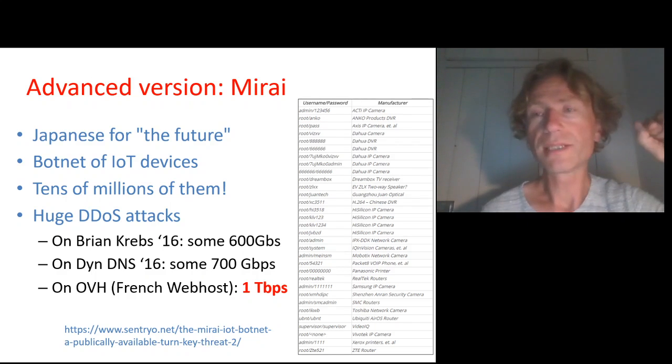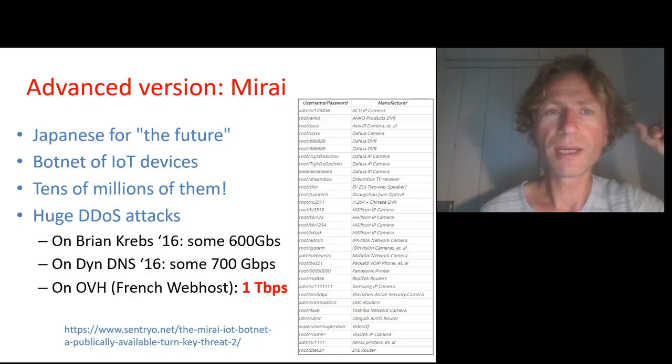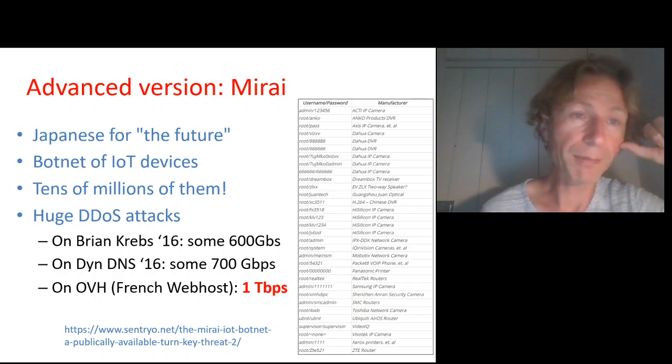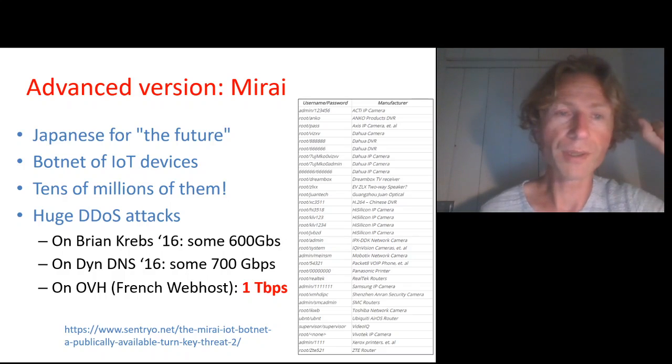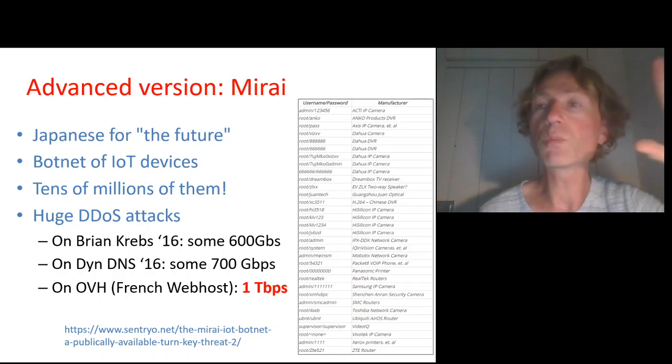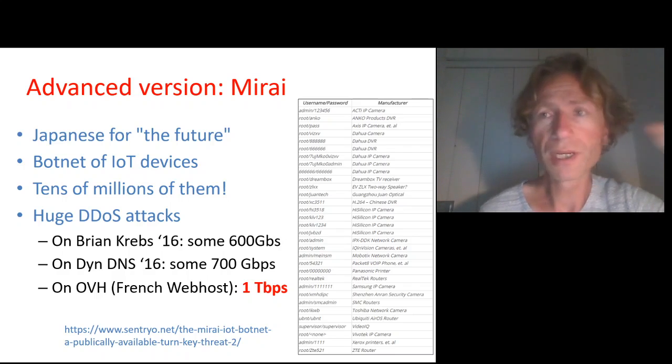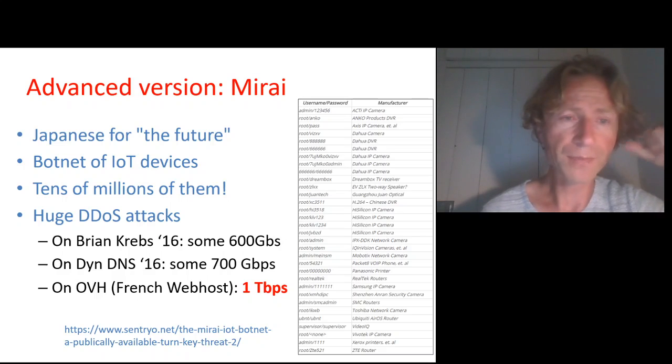In contrast, the attacks that were launched by Mirai, the Mirai IoT-based botnets, and Mirai means future in Japanese, apparently, were very high volume. In that case, the amount of traffic that we've seen exceeded 1 terabit per second. That's the first time I'd heard of a denial of service attack exceeding 1 terabit per second. Okay, this is in 2016 already.